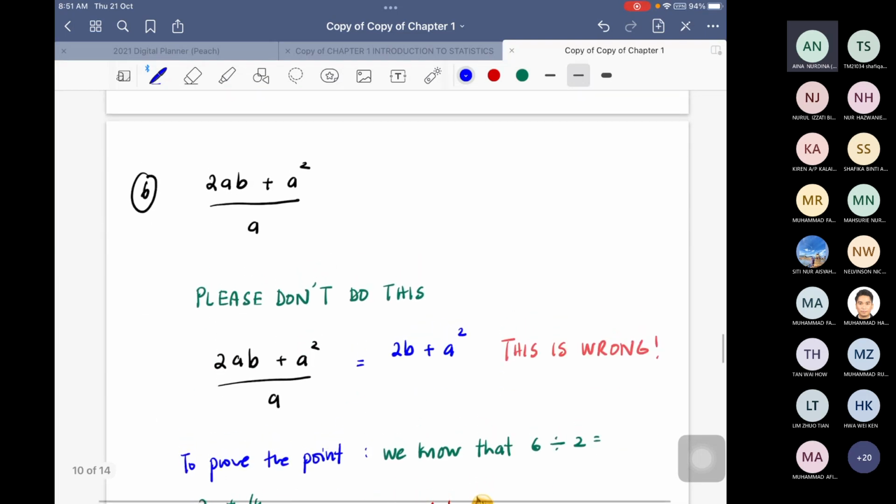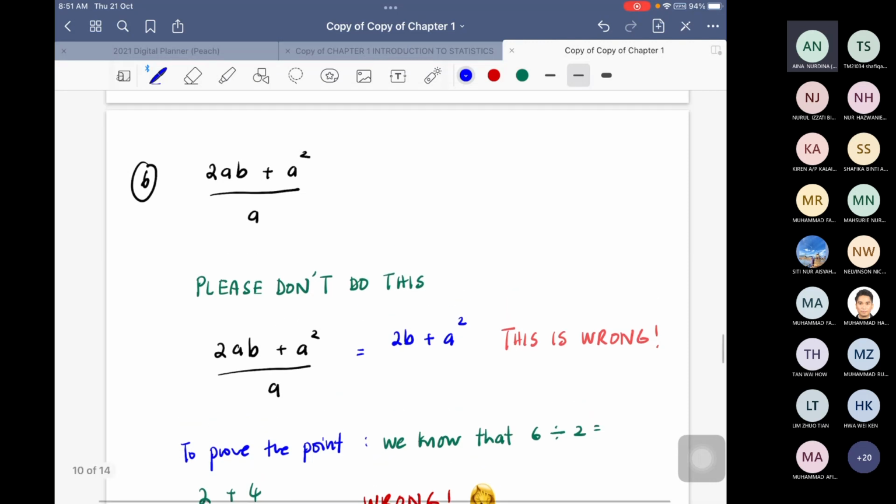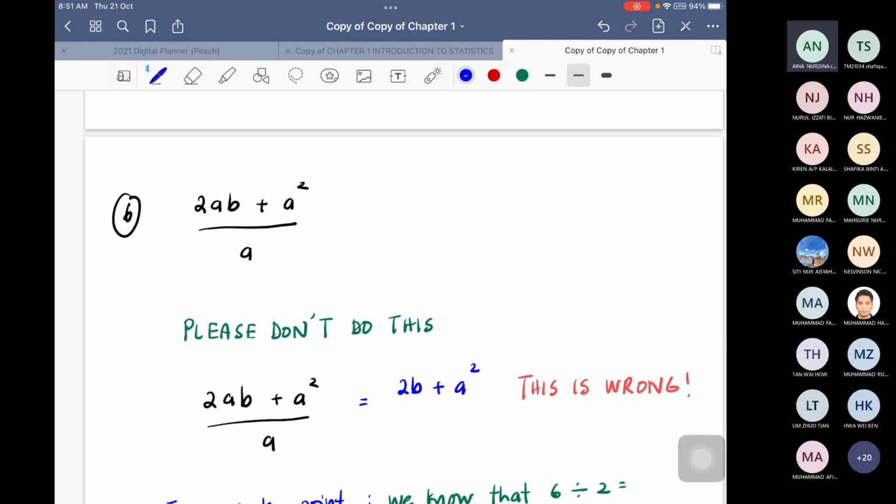Okay, and the last one, ni pun benda trivial, tapi ni sampai sudah pun, ni degree third year pun banyak lagi buat mistake macam ni. So I need to highlight this. Okay, bila you come across something like this, you ada contohnya 2AB tambah A square per A. Macam mana kita nak simplify dia?